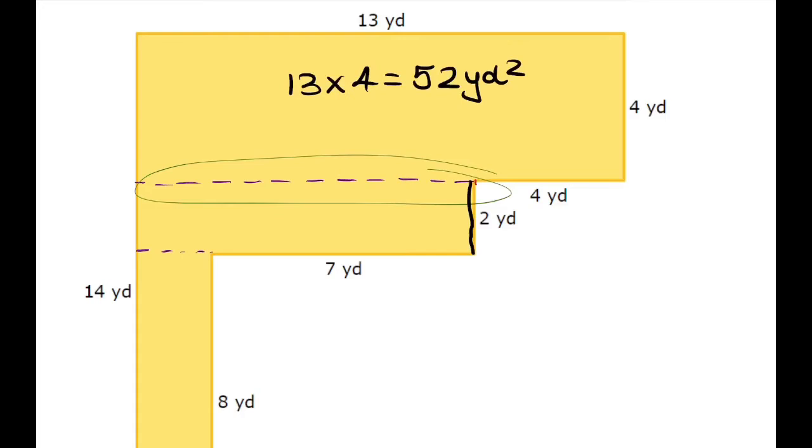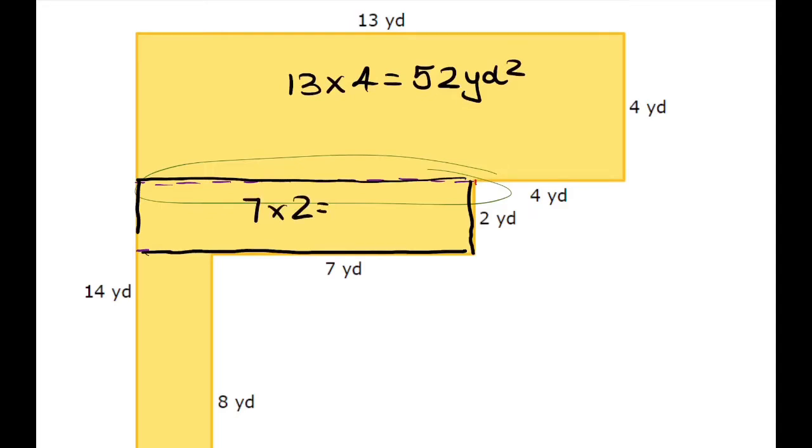This area right here, what we have to do is be careful. Now, is that going to be 7 times 2? Because I think some of you might be thinking, well, there's a 7 there. But remember, that 7 is only from there to there. So you got to be careful about that. That 7 is not the length of that rectangle by any stretch.